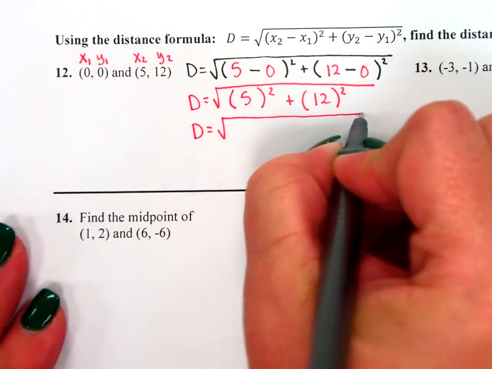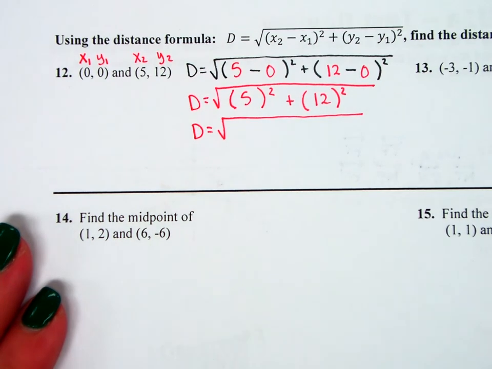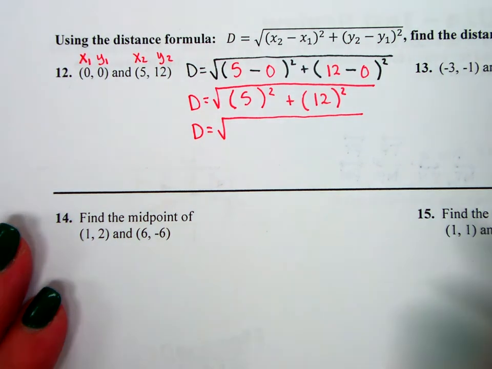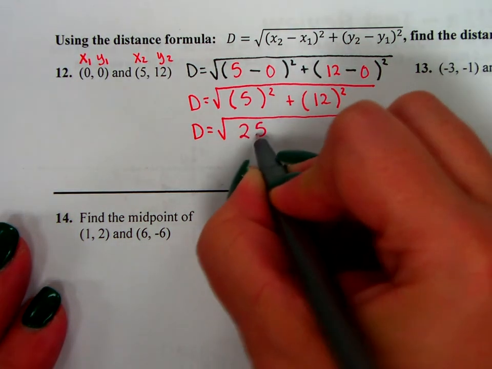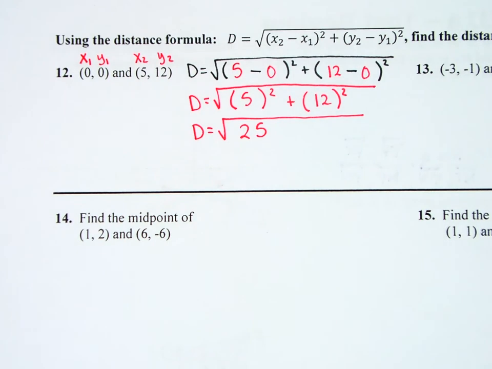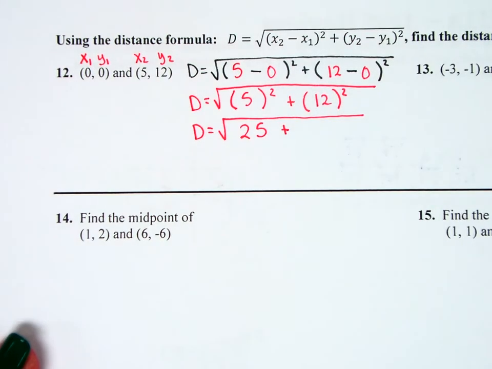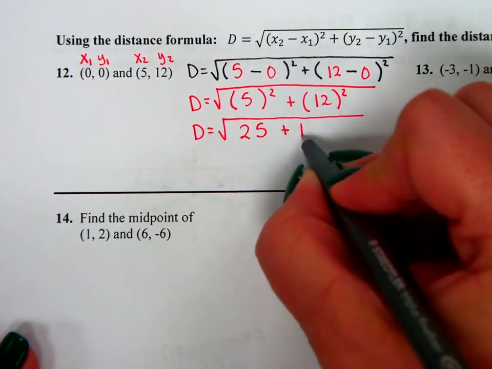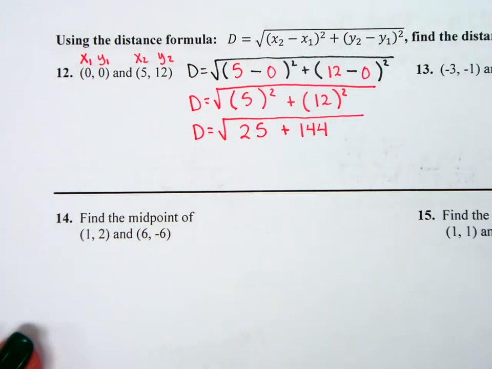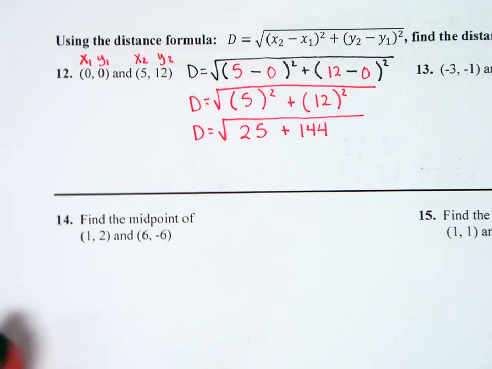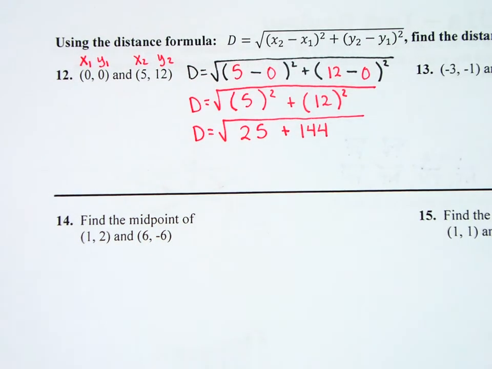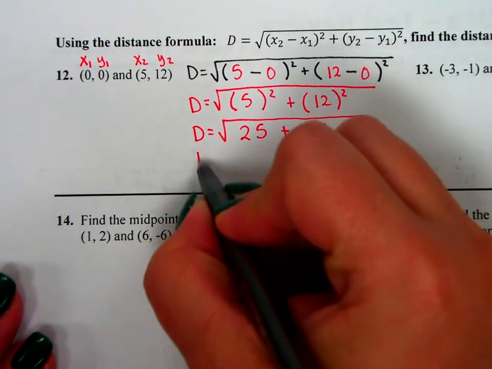Because whether it's a positive 5 or a negative 5, when I square it, what do I get? What number do I get when I square the 5? I get a positive 25. Whether it's a negative 5 that I'm squaring or a positive 5 that I'm squaring, I'm going to get a positive 25. Plus, what do I get when I square 12? 144. Be careful. Some of you accidentally doubled instead of squared. You multiplied by 2 instead of multiplying by itself.